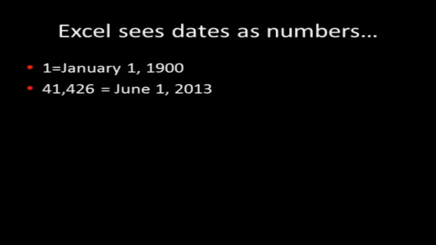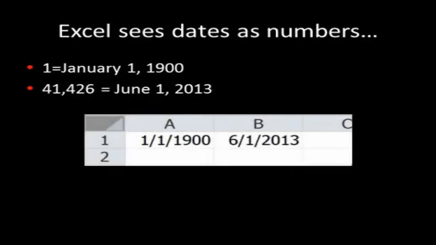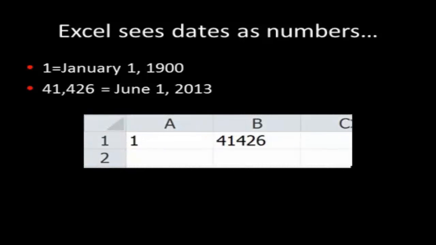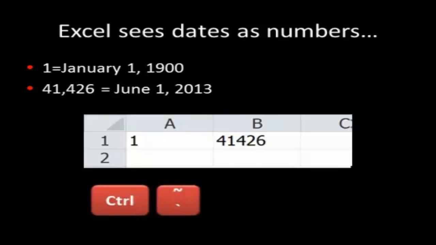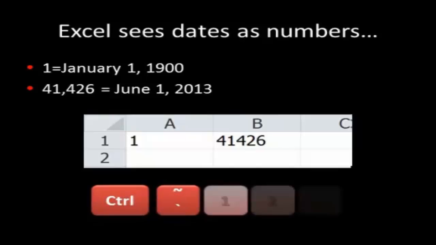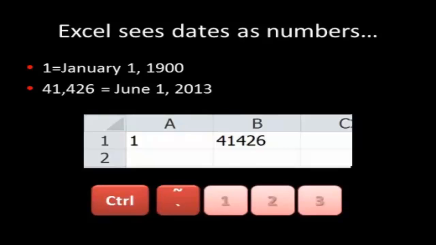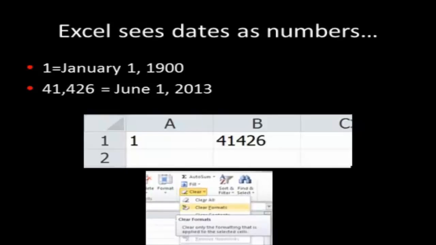So basically, 41,426 days after January 1st, 1900, it's June 1st, 2013. If you type those two dates into an Excel worksheet and then perform a show formulas, it shows you the actual serial number. We do that with the shortcut Control grave or tilde. That's that key that is just to the left of your number keys on a QWERTY keyboard. You can also see it if you clear the formats on any cell in which you've typed date data.